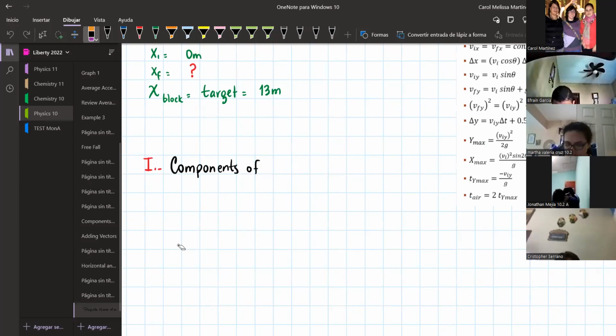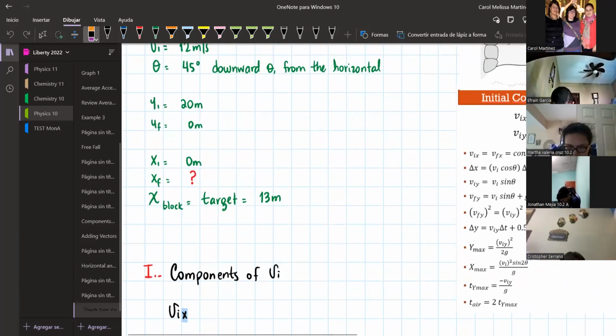Okay, and because we're talking about components, we're talking about X component and Y component, okay? So we say initial velocity in X and initial velocity in Y, okay? These are the components X and Y for the initial velocity. And I gave you already the formulas. They're over here.